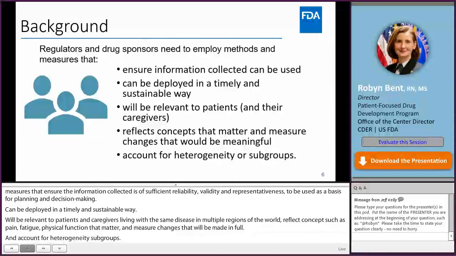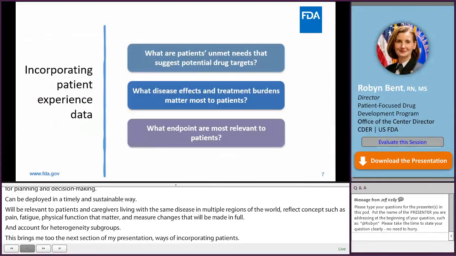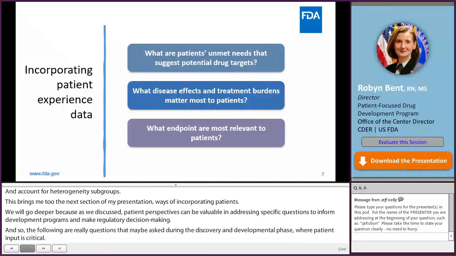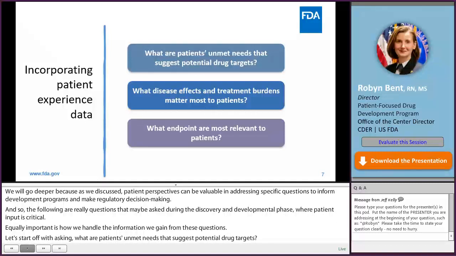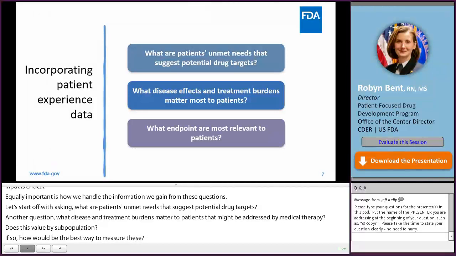And we touched on this above, but we're going to go a little bit deeper because, as we discussed, patient perspectives can be valuable in addressing specific questions to inform development programs and related regulatory decision-making. And so the following are really questions that may be asked during the discovery and developmental phase where patient input is critical. Equally important is how we handle the information we gain from these questions. And so let's start off with asking, what are patients' unmet needs that suggest potential drug targets? Another question, what disease effects and treatment burdens matter most to patients and might be addressed by a medical therapy? Does this value by subpopulation? If so, how? What would be the best way to measure these effects? What endpoints are most relevant to patients, and can these endpoints be incorporated in clinical trials in a manner that will be robust enough for regulatory decision-making? What is a clinically meaningful change in an endpoint from a patient perspective? How should we define meaningful change in a patient over time?